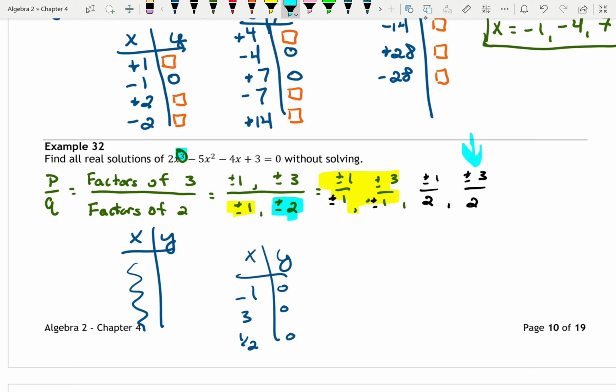I didn't have to plug in the plus or minus 3/2 because I already found all of my roots by using the plus or minus 1, plus or minus 3, plus or minus 1/2. So I didn't even have to do this last one because I knew there would only be 3 zeros. So my answer is x equals -1, 3, and 1/2.